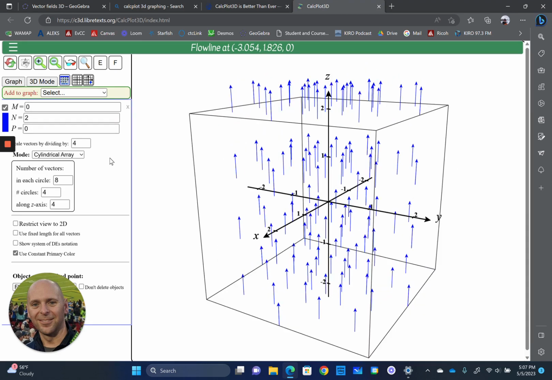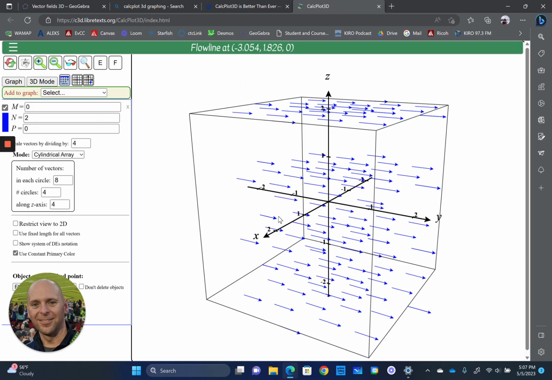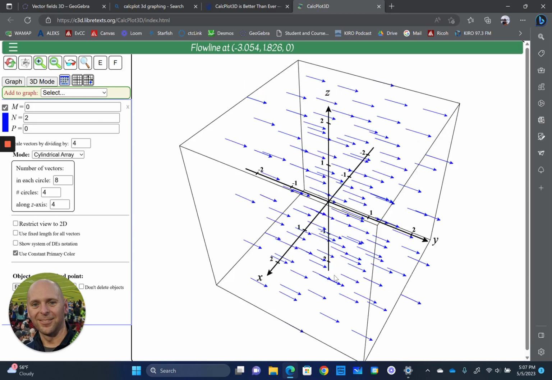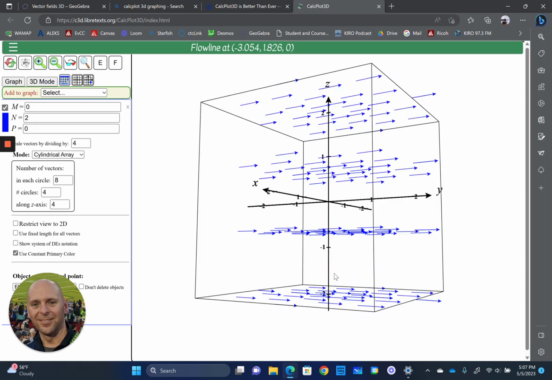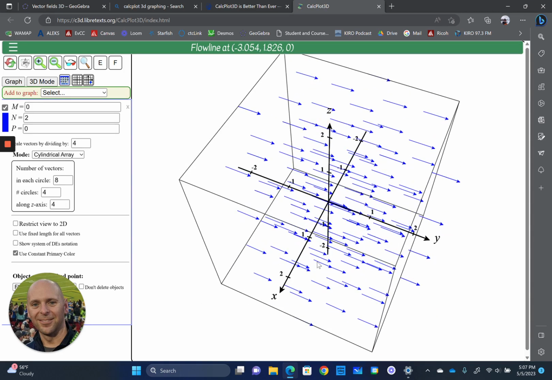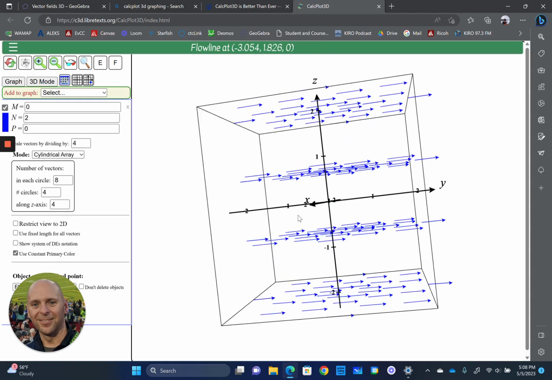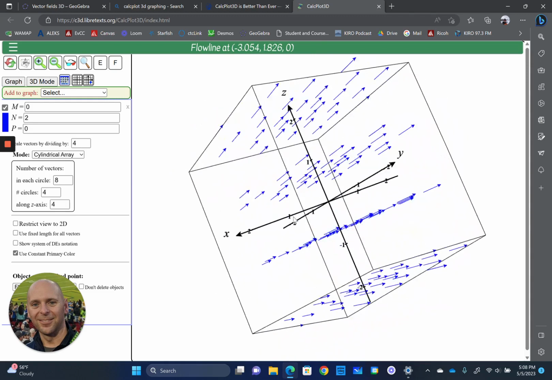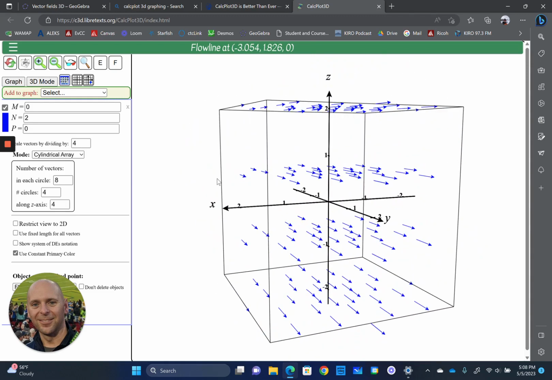If we maybe take y equal to 2 and z equal to 0, and we replot this, now what you can see is that all the vectors point in one direction along the y-axis because there's no change in those vectors in the x direction or the z direction. So that also should make sense. So we can vary this a little bit more.